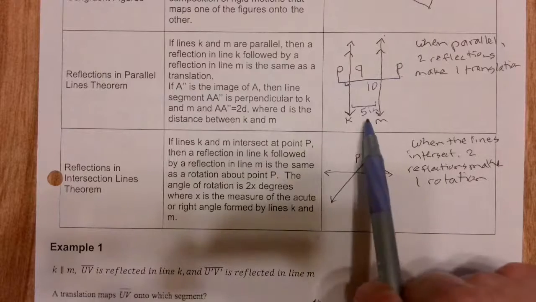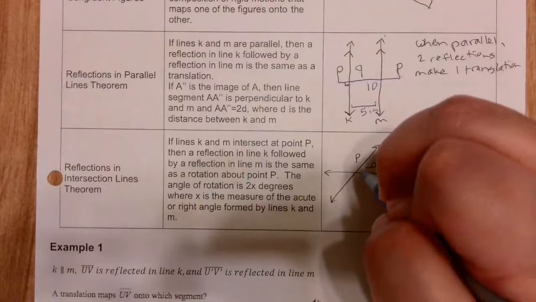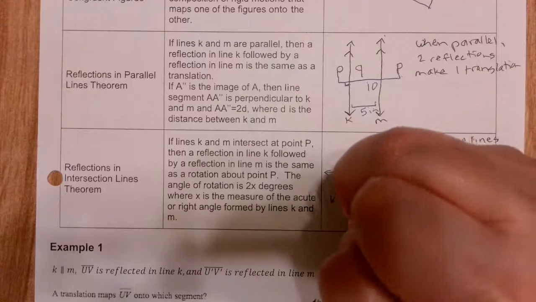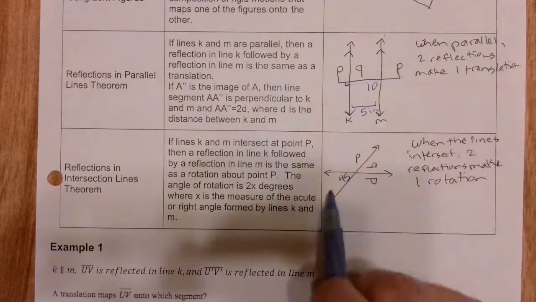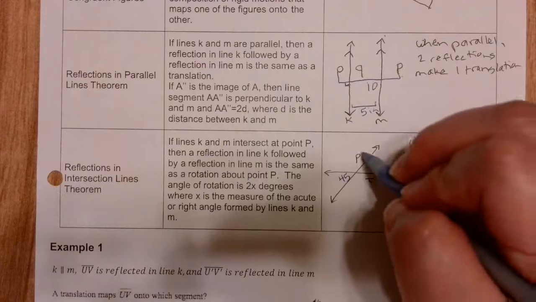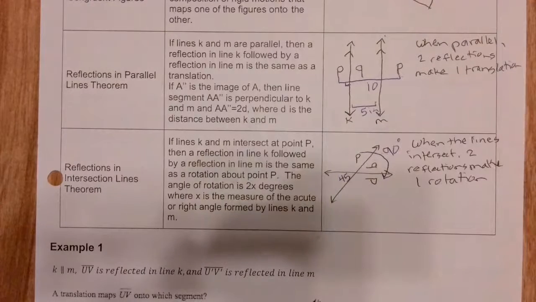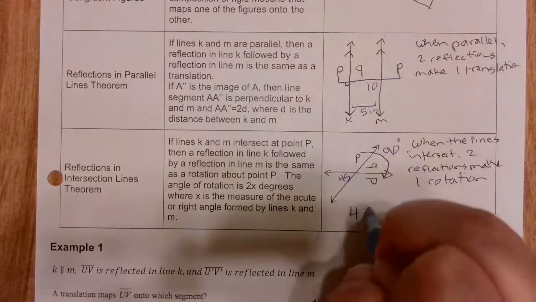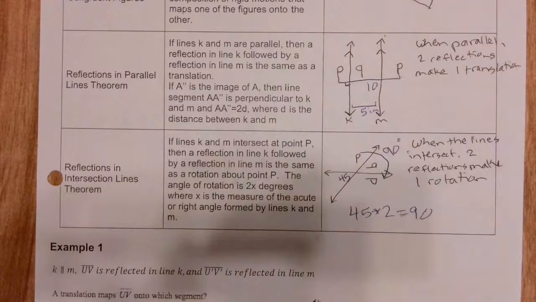And similar to this one up here where you took the 5 and you doubled it to get the 10, let's say if this is a 45-degree angle, now keep in mind if this one's 45, so is this one, because they're vertical, then the rotation is a 90-degree rotation. Because 45 times 2 equals 90. Just a couple of little theorems about transformations.